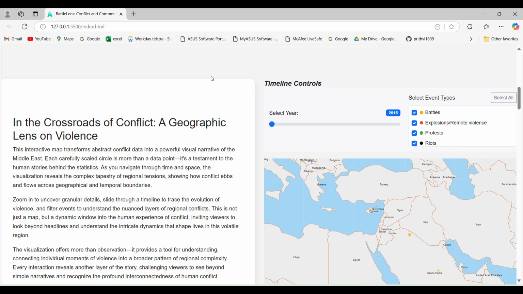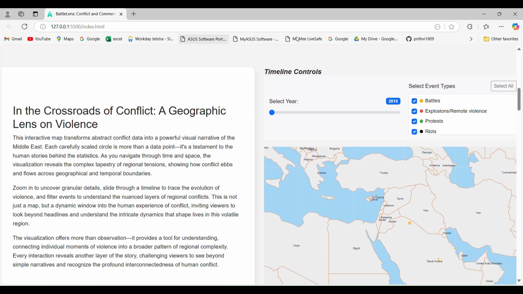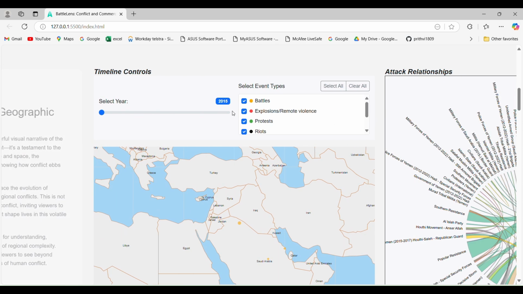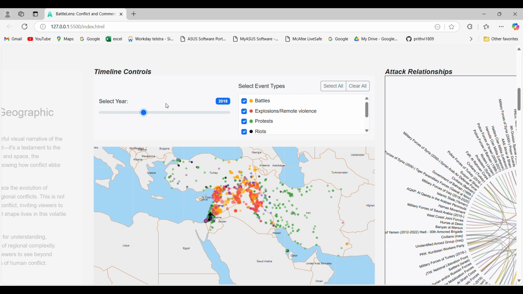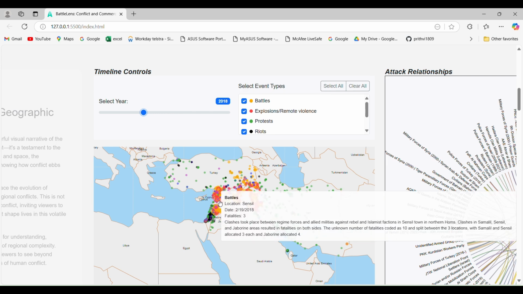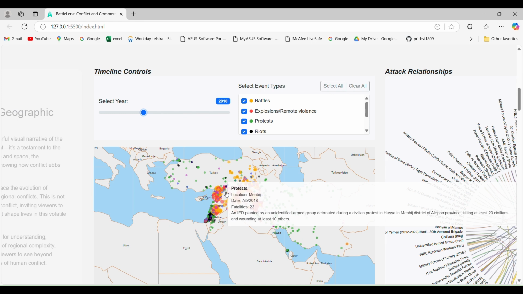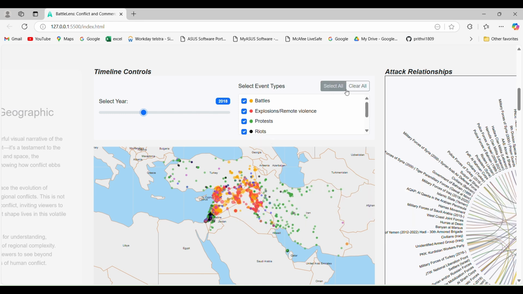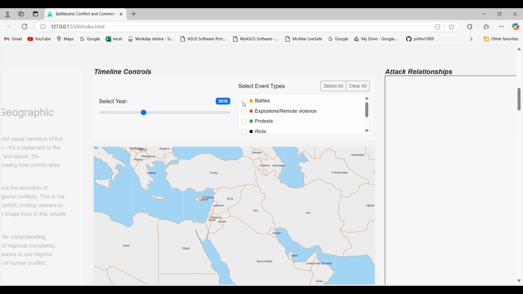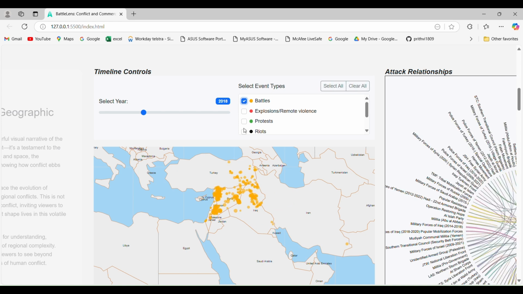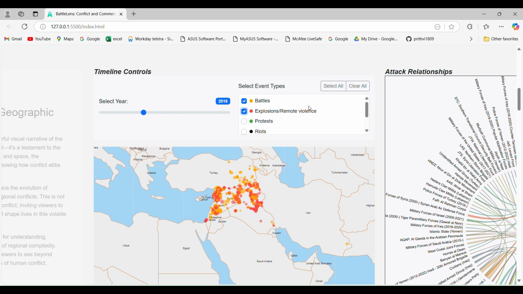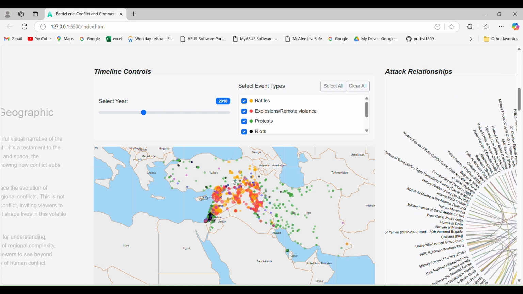So our first interaction is a geomap which has a timeline panel inside it from 2015 to 2024 and different event types. You can select the year which you want to analyze the data. You can hover around it. The circles represent the number of fatalities. And there are different event types. We can clear all. We can select if we want to analyze only battles, or battles and explosions, or if we want to select everything.